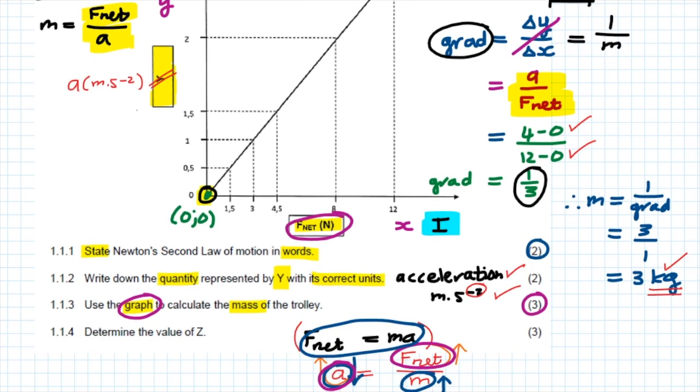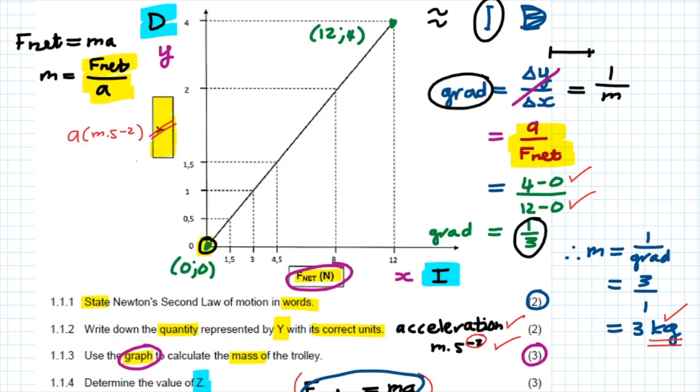Now we move on to question 1.1.4, which says, determine the value of z. Z is a value of acceleration in meters per second squared. It is one of the values on our scale, and we can see that Z is the acceleration obtained when the net force is equal to 8.